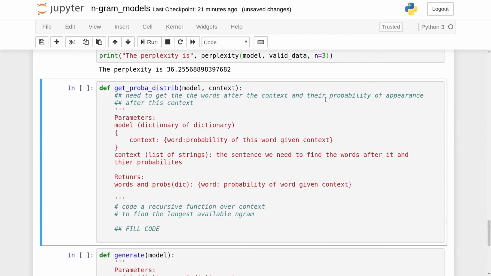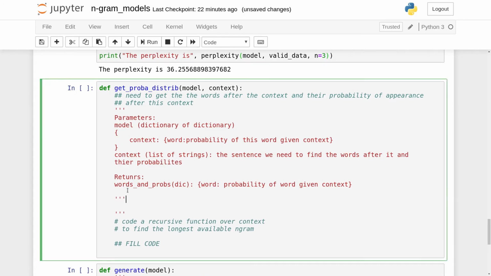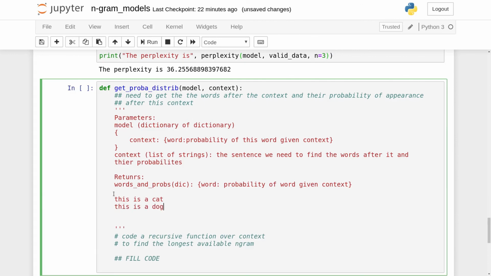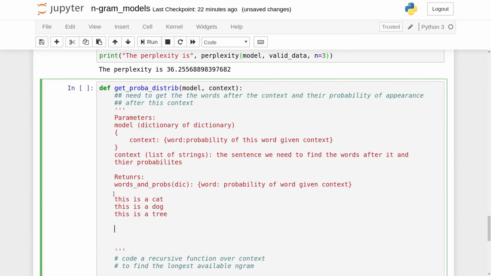now we need to get a probability distribution. So given a model and given a context, we need to find the words and their respective probabilities given this context. So suppose my data is like this: this is a cat, this is a dog, this is a tree. So this is my data, and I already have the model. I need this function to return a dictionary that maps the word given the context, and the map gives the probability of the word given its context.